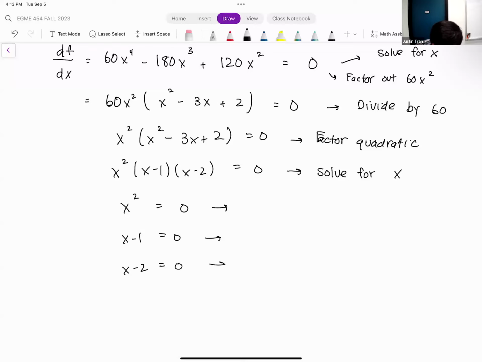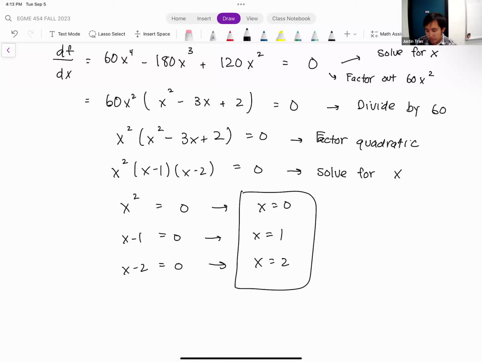Okay, and so from these we have three values of x. So we have x is equal to 0, x is equal to 1, and x is equal to 2. And so these three values of x, these are where our extrema are.